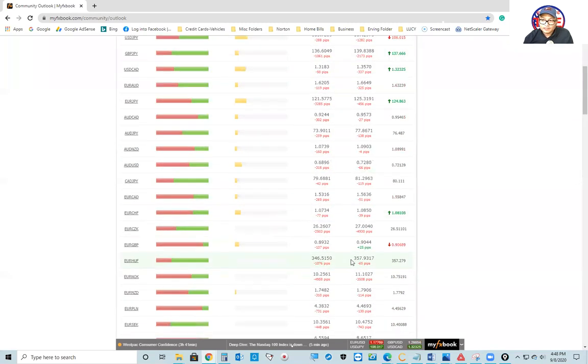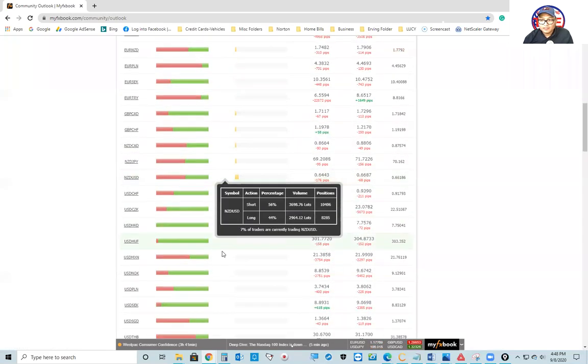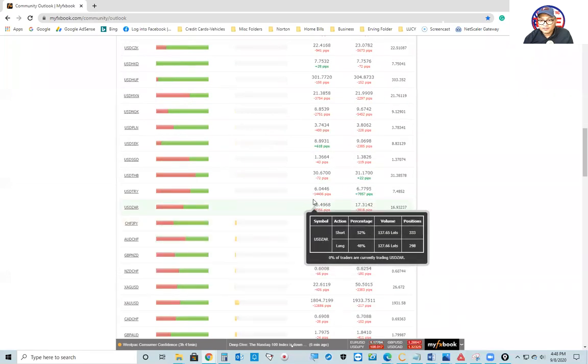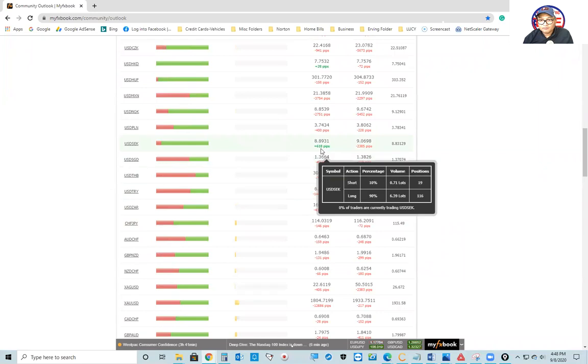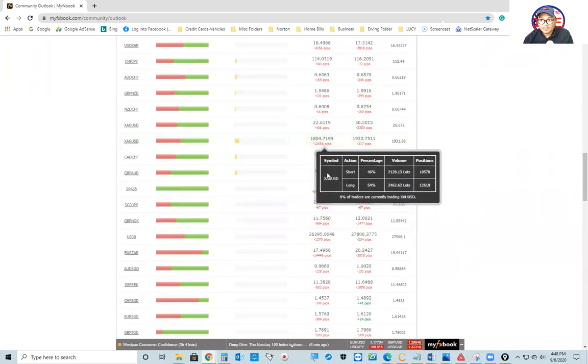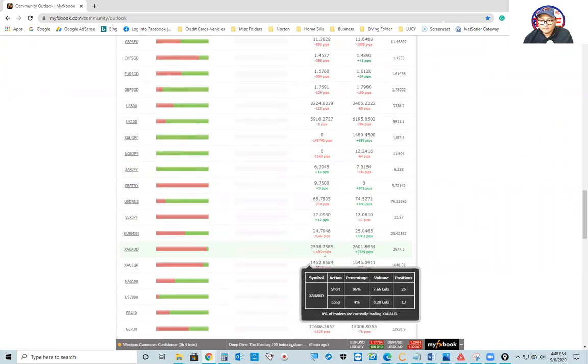Look at here, for instance. Look at this pair here. I don't know what that is. This is an exotic pair. Oh, there's a lot of exotic pairs. Look, everybody, they're all in negative here.